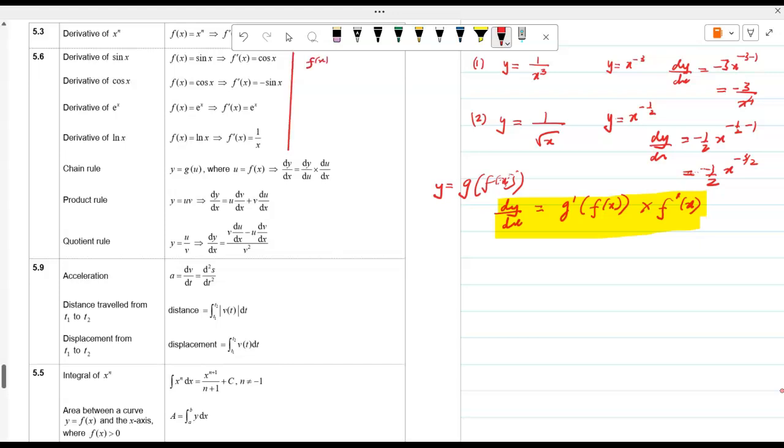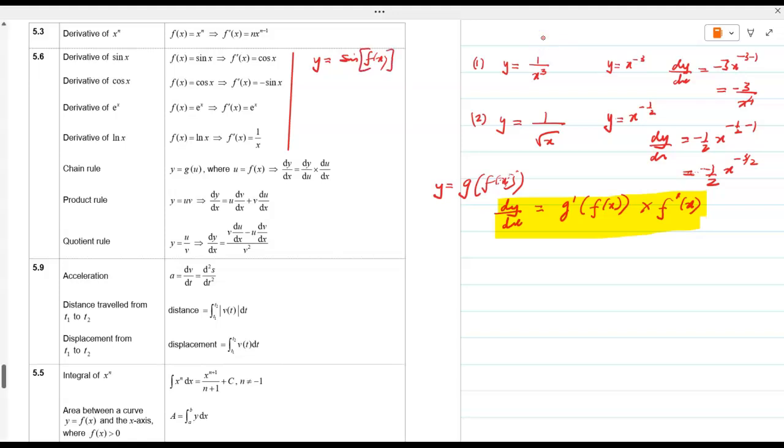So if your y is equal to sine of some function of x, then what will the derivative be? This is derivative, not integration. Cos of f x into the derivative, f dash x. Similarly, e raised to f x, what will the derivative of e raised to f x be? e raised to f x into f dash x.